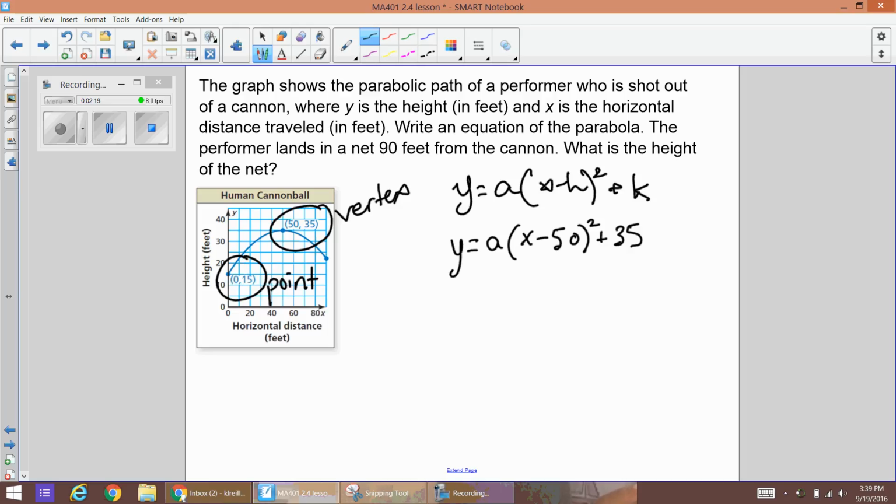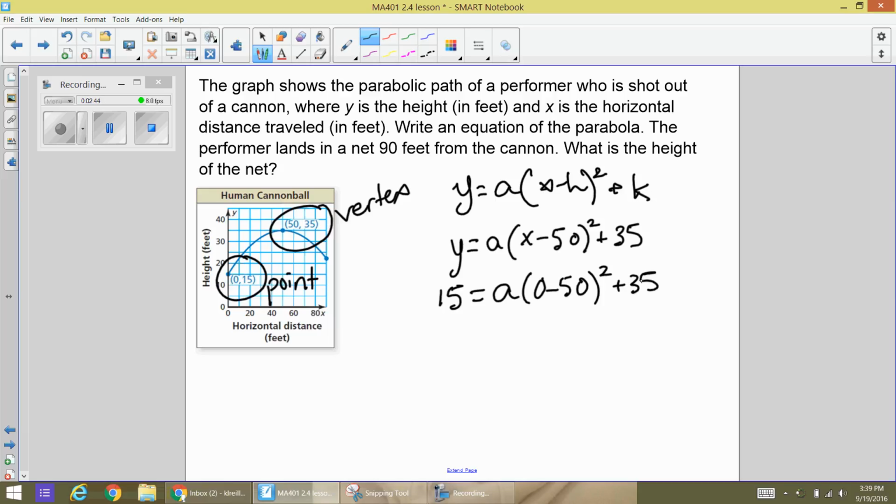Now we want to put our point in there. Could we have put our point in already? Sure, guys, you can if you want, but I just wanted to show my work here. So I'm putting 15 in for y. The a is what I'm trying to find. I'm putting 0 in for x, and I'll just copy down the rest of the problem.